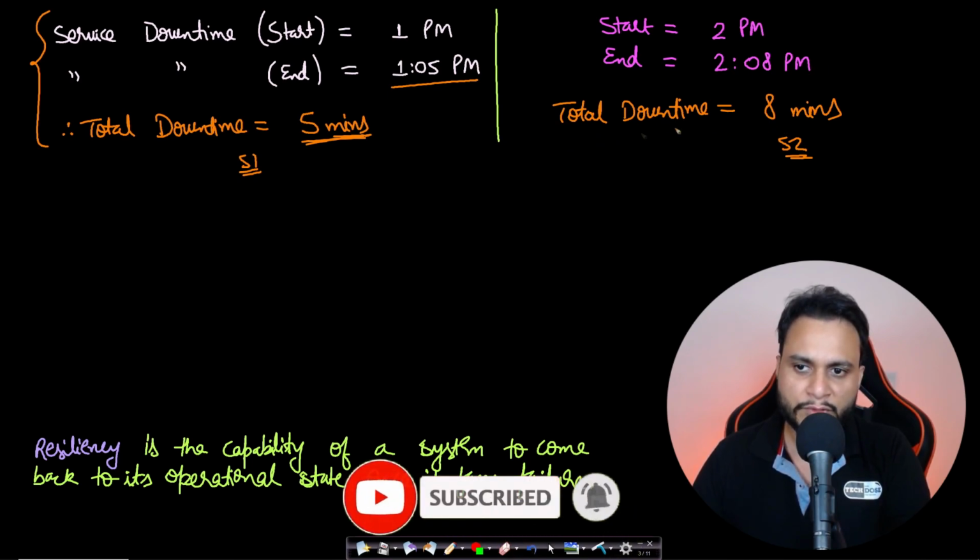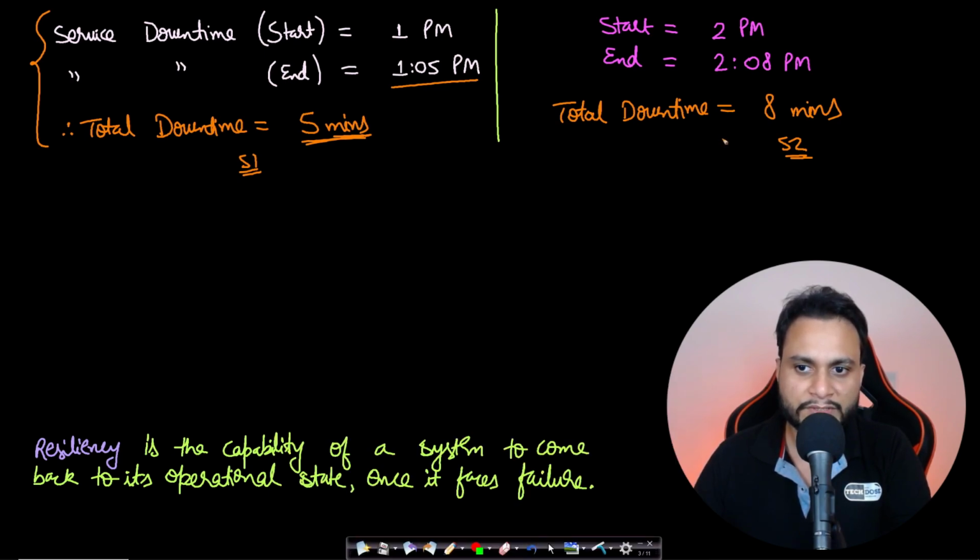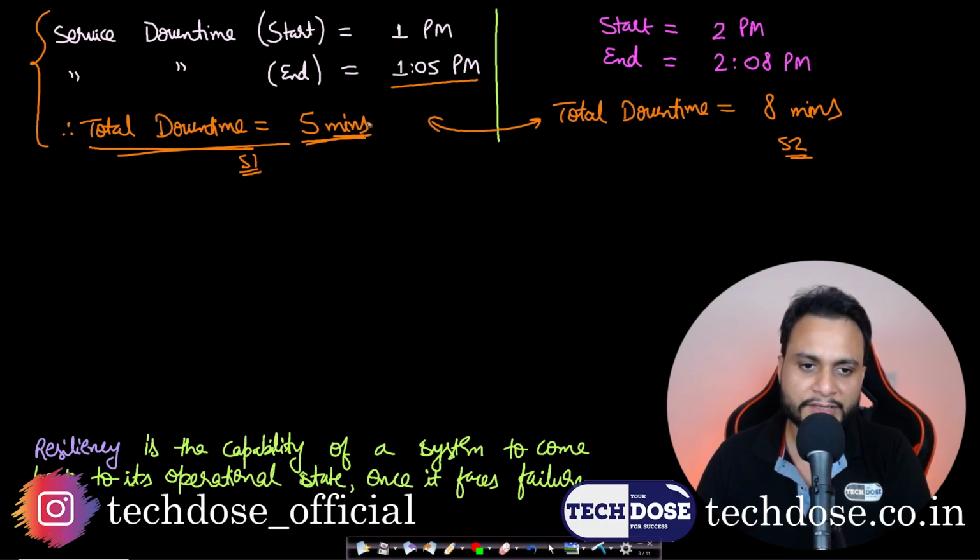Now, if you compare these two systems and I ask you which gives a better service, then you will say that the one having the lower downtime will have a better service, right? So this only happens if we compare one system with another, but if we don't compare, then you do not know if 5 minutes is good or bad.